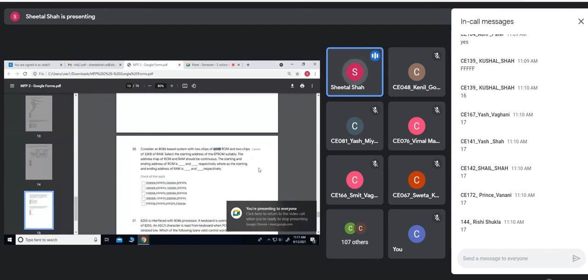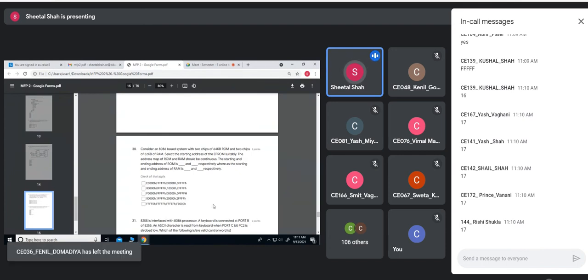How many bits are left now? 17, 18 as well as 19. 3 bits are left. As we know the ending address is FFFFF, among this FFFFF the higher order 3 bits should be 1. So that is the ending address of the ROM.